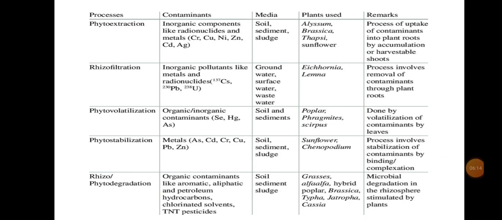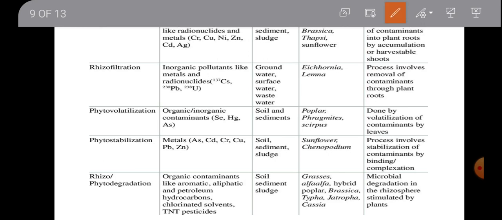Now, rhizofiltration. Contaminants are inorganic pollutants like metals and radionuclides like cesium, lead. Media is groundwater, surface water, wastewater. Plant used is Eichhornia, Lemna. Process involves removal of contaminants through plant roots. Phytovolatilization: organic and inorganic contaminants, cesium, mercury, arsenic. Media is soil and sediments. Plants used are poplar. Process is volatilization of contaminants by leaves.